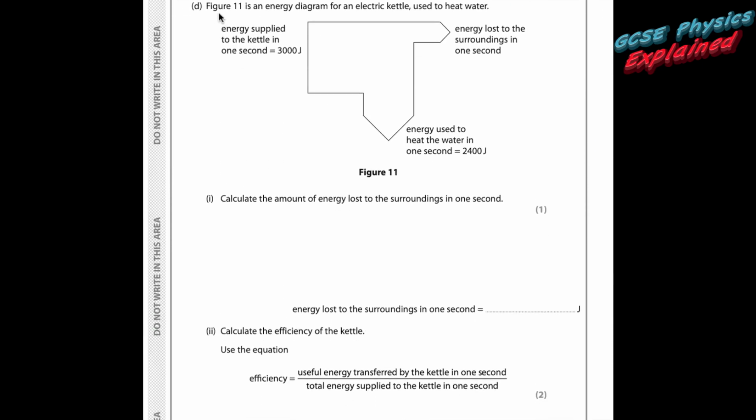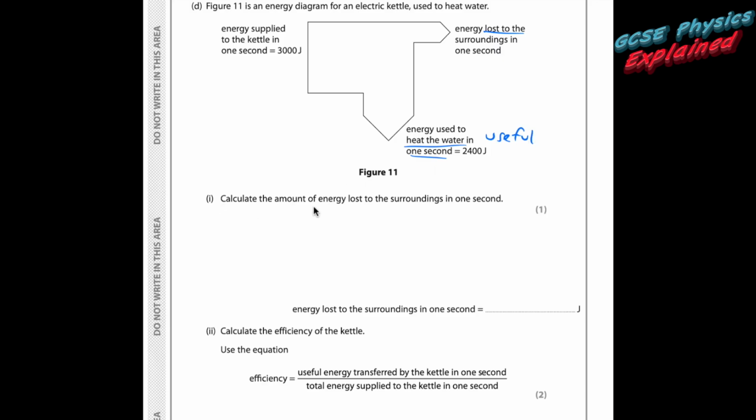Part D. Figure 11 is an energy diagram for an electric kettle used to heat water. So this is the energy supplied to the kettle in 1 second. That's the energy lost to the surroundings in 1 second. Mind, that's a bit cheeky. Normally they have the useful energy up here, so be careful. Energy used to heat the water in 1 second. So this is the useful energy in this particular case.